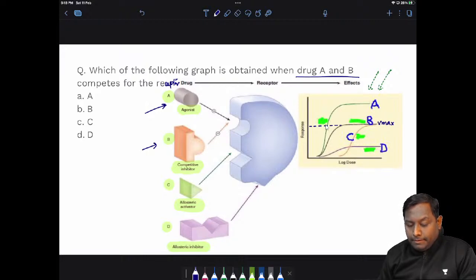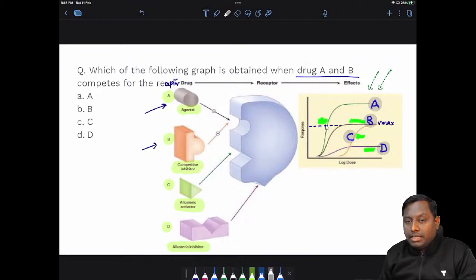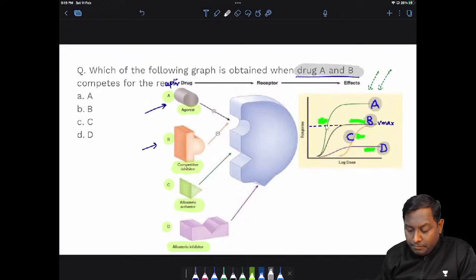Come on, tell me, which kind of graph will be seen? We have four graphs here, graph A, graph B, graph C and D. Four lines are there in the graph. So if A and B are going to compete with the same receptor, what will you see? A, B, C, D.